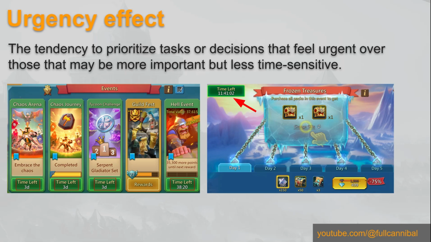Urgency. So you see this all over the place in Lords Mobile, right? Everywhere you look, you see a timer. Oh, time's running out. Time's running out. Got to use your buy one get one free coupon, or there's only 3 days left on the Tycoon challenge. It's all over the place in there. Urgency is one of the biggest motivators because you've got a time limit and you know that there's a countdown clock and it's like a bomb that's going to go off. You've got to figure out whether you're going to cut the red wire or the blue wire. So this is a big motivator.